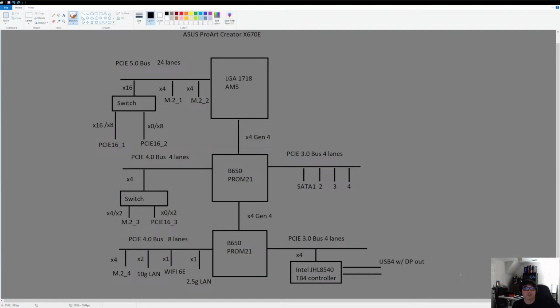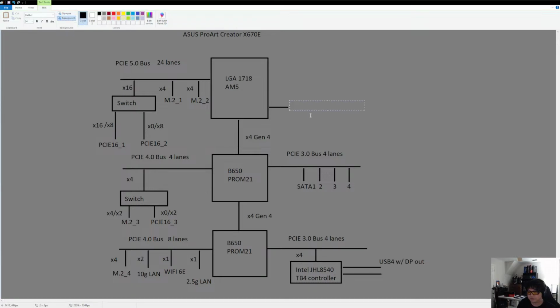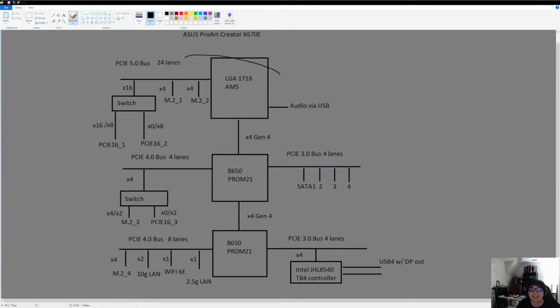So that's everything except the USB. I'll go ahead and add that just so those know. Typically the integrated audio codec on the back is wired via USB 2.0 directly to the CPU, because the AMD socket is unique in that it actually wires USB ports directly to the CPU, bypassing the chipset.